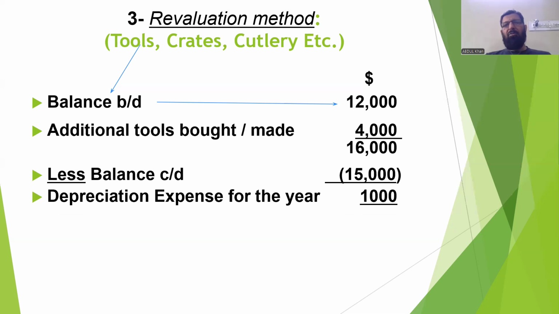So this is the way to calculate depreciation for tools, crates, cutlery, and similar kinds of fixed assets. This is called the revaluation method. You see why it is called the revaluation method? Because every time we revalue, and the loss in the value is considered as depreciation for that particular year.